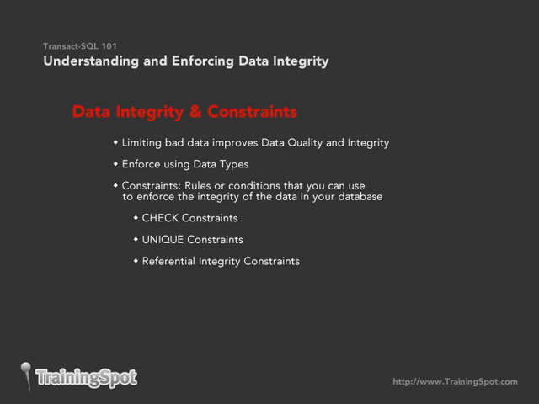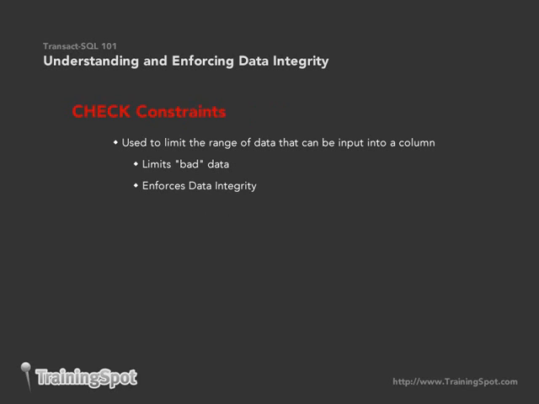Then there are referential integrity constraints, such as primary key or foreign key constraints. These are used to maintain the related tables and the values to make sure that they're valid. The topic of referential integrity is not going to be discussed at length in this video, but I do cover it at length in the Database Design 101 series. First, I want to talk about check constraints.